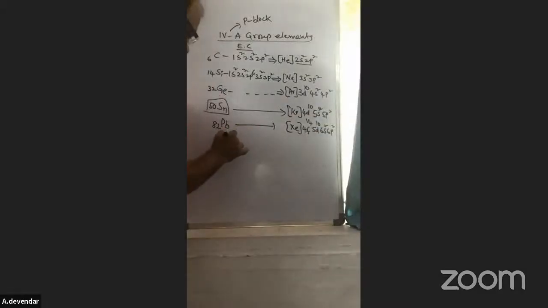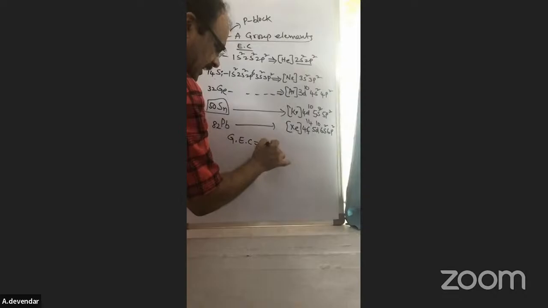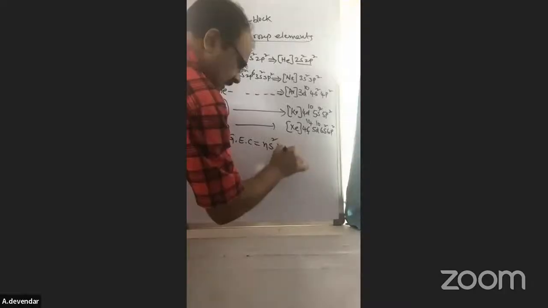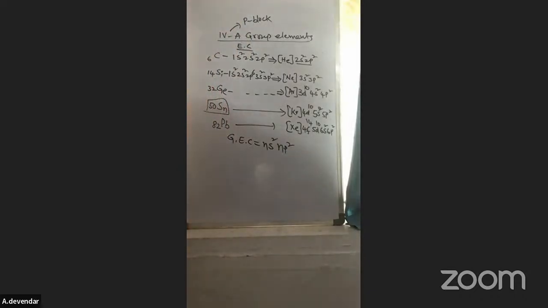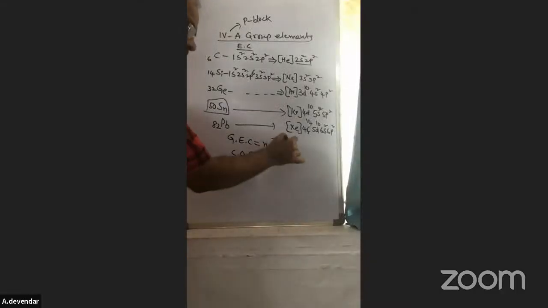What is the general electronic configuration, GEC, of this group? It is 2s2 2p2, 3s2 3p2, 4s2 4p2, 5s2 5p2, 6s2 6p2, which means it is nothing but ns2 np2, increasing in order. What is the common oxidation state? It is +4.